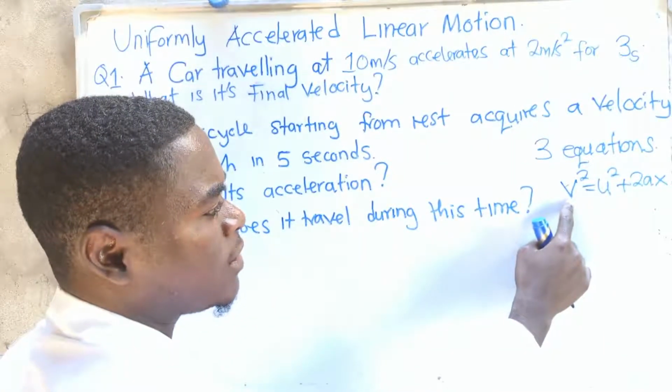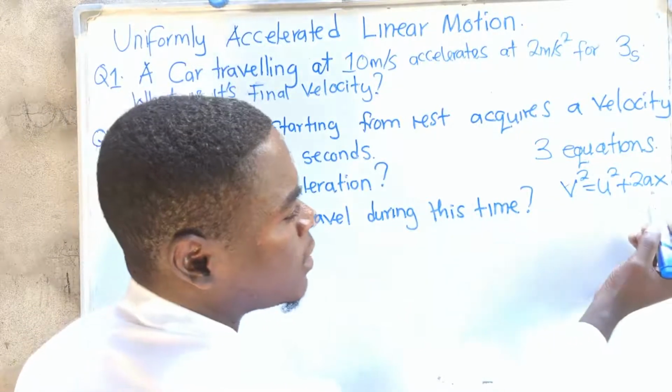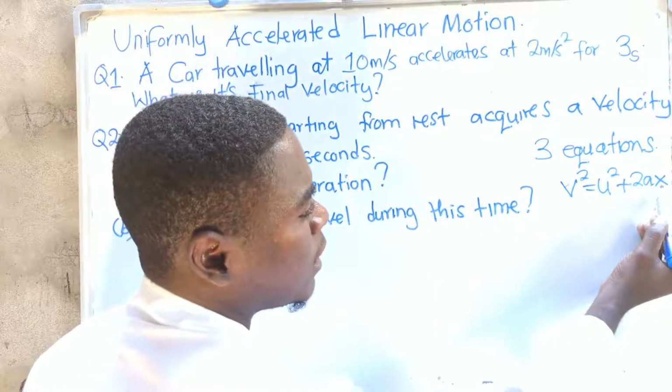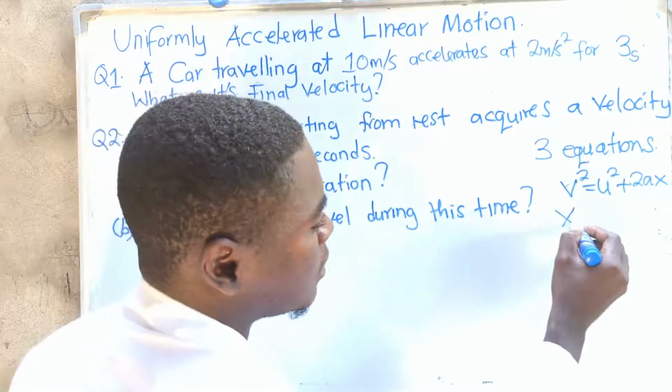The v there, this is the final velocity. The u is the initial velocity. The a there, that is your acceleration. The x there, that is distance. The other equation is this one.